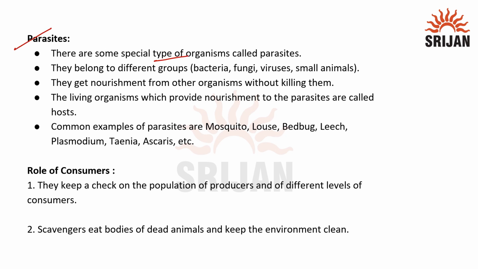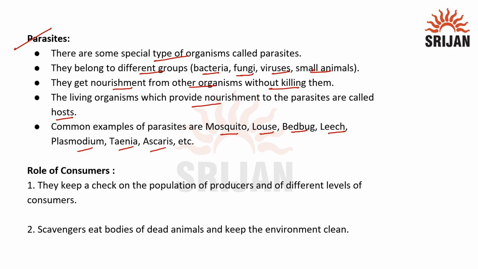Now let's talk about another group of organisms which is called parasites, and this special type of organisms could belong to different groups of bacteria, fungus, viruses or other small animals. Now these parasites are going to obtain their nutrition from other organisms without killing them, and these living organisms which are going to provide them the nourishment are referred to as the host organism. Common examples of parasites are mosquito, louse, bedbug, leech, plasmodium, tinea and ascaris. Now we know about mosquito, right? Mosquito is going to feed on human blood. So human in this case is going to be the host, whereas mosquito is going to be the parasite.